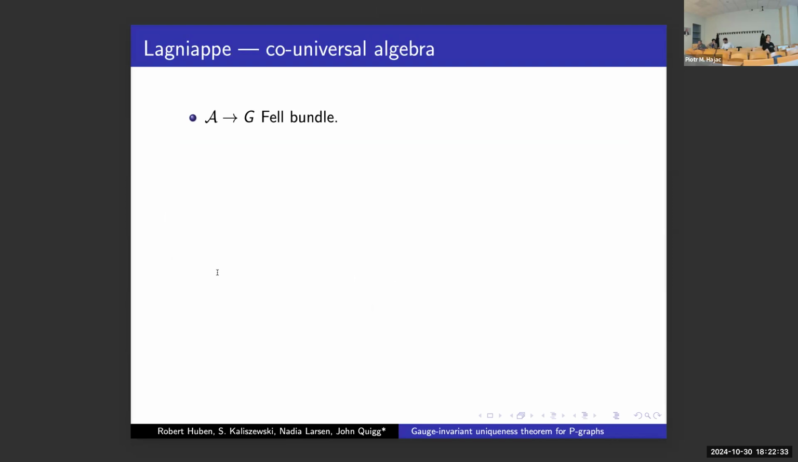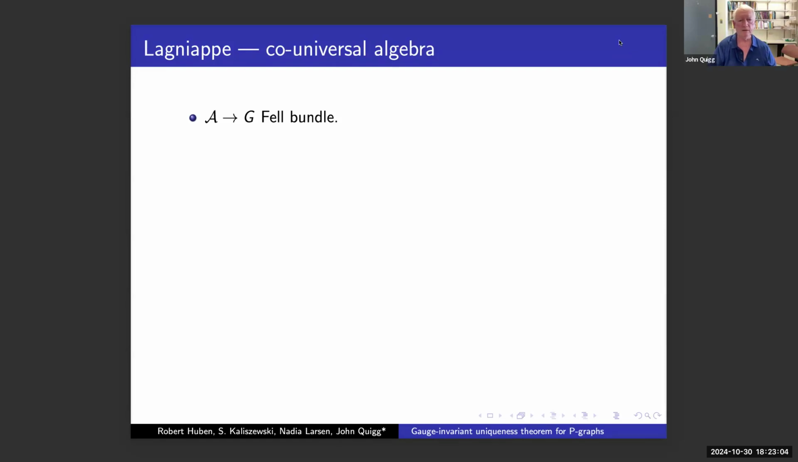Here's a lagniappe. So I have to now give you a lightning introduction to this word, lagniappe. This is a word that is used in New Orleans, and outside of New Orleans too, probably by Cajuns. It just means something a little bit extra. Here's something a little bit extra, a lagniappe, with so-called co-universal algebras.